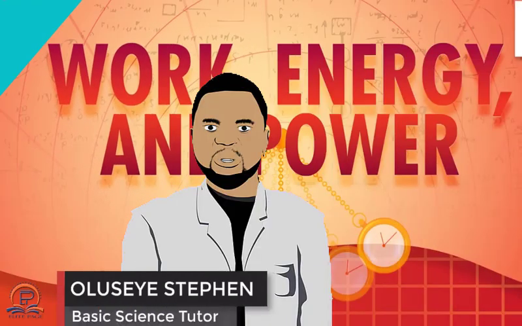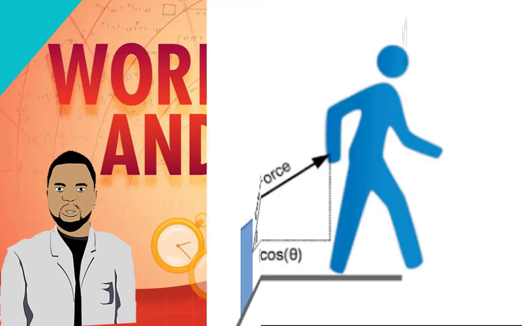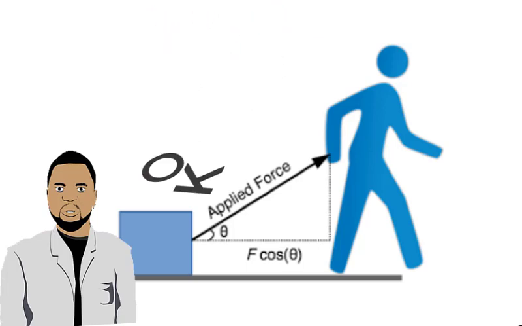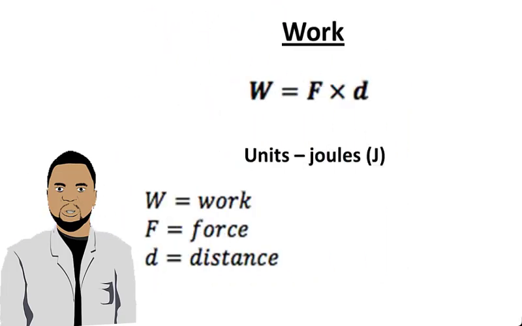This lecture will be running through work, energy and power, potential and kinetic energies, and energy transformation. Work is done when force is applied to an object and the object is made to move in the direction of the force. Mathematically speaking, work equals force times displacement, where the object moves a certain distance upon the application of the force in the direction of the force.